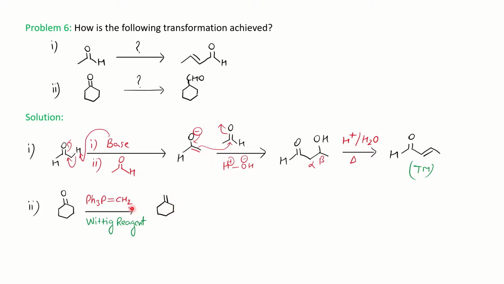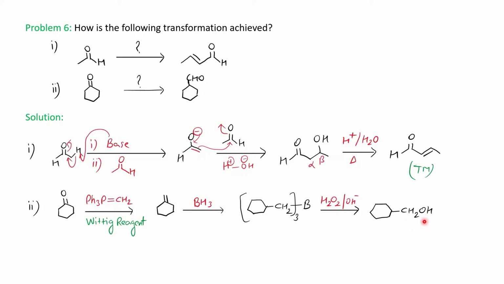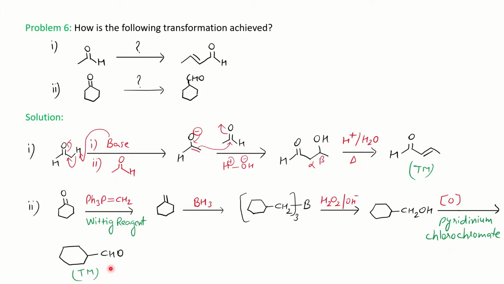Once you convert it with the help of the Wittig reagent, next we'll be using borane, which is a reducing agent, and the addition of this reagent will take place on the double bond, and then you'll get this structure. Borane being a bulky group, it will add to the terminal carbon, and after hydrolysis in the presence of peroxide, it will give you the alcohol. Once you get the alcohol, it's very easy to get the aldehyde by oxidation of the alcohol. In the presence of pyridinium chlorochromate, you can do it, and you will get your desired target molecule.